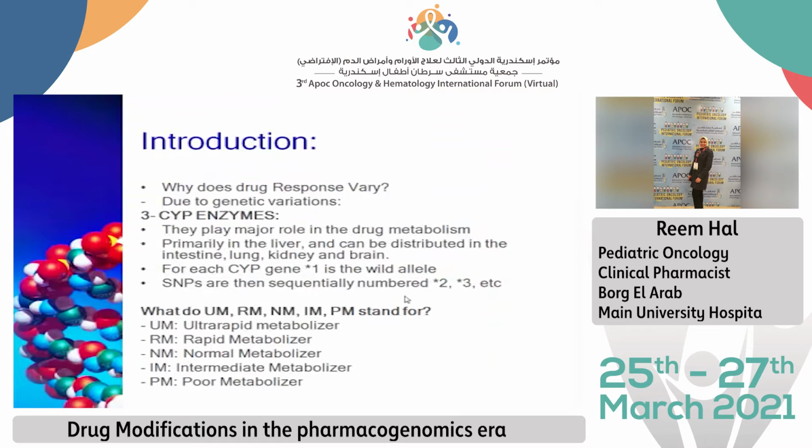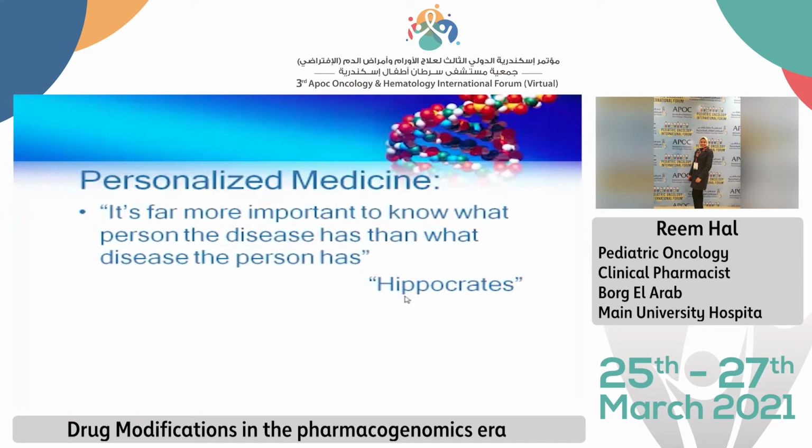Number three, the CYP enzymes. They play a major role in drug metabolism, primarily in the liver, and can be distributed in the intestine, lung, kidney, and brain. For each CYP gene, star 1 is the wild allele. SNPs are then sequentially numbered star 2, star 3, star 17, star 28, etc. What do UM, RM, and NM, IM, PM stand for? UM, ultra rapid metabolizer; RM, rapid metabolizer; NM, normal metabolizer; and IM, intermediate metabolizer, while PM is the poor metabolizer.